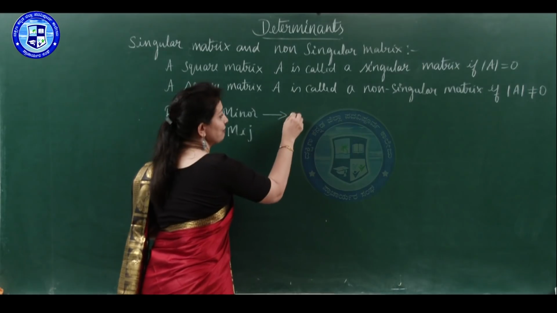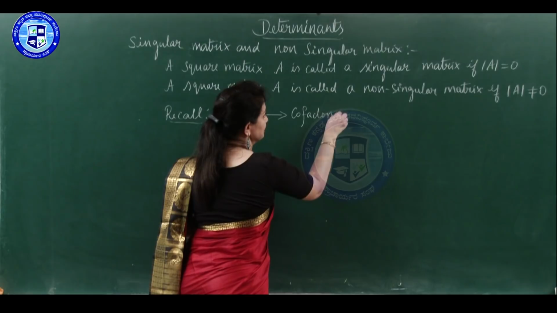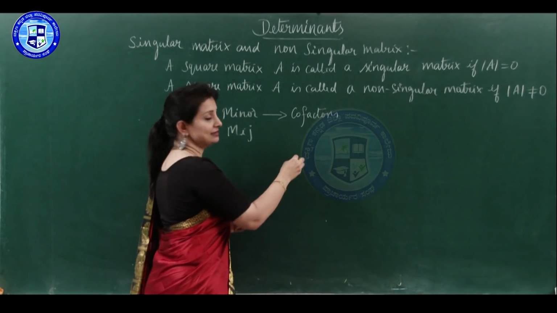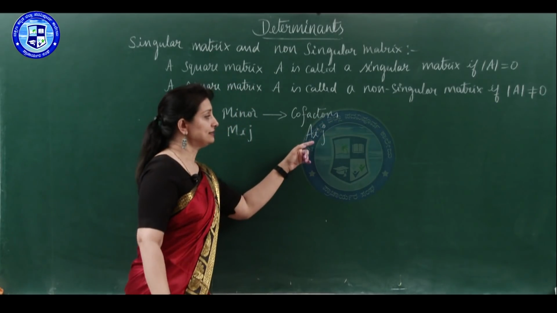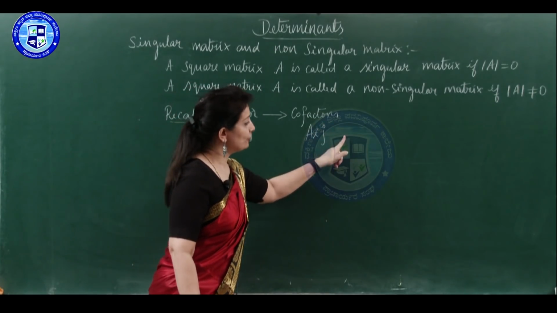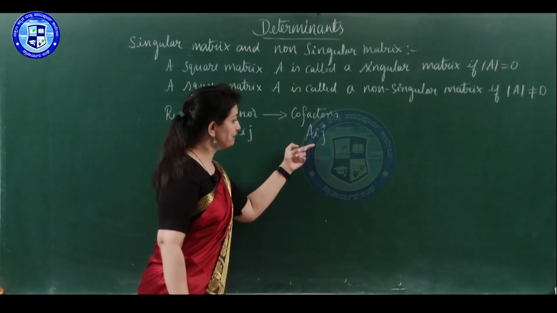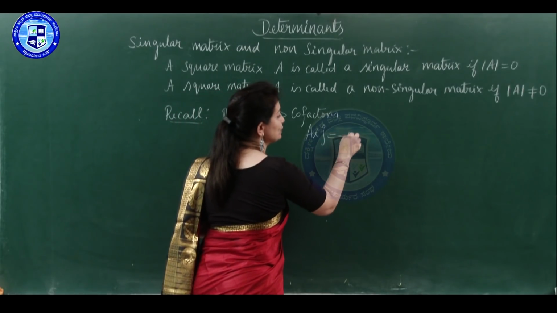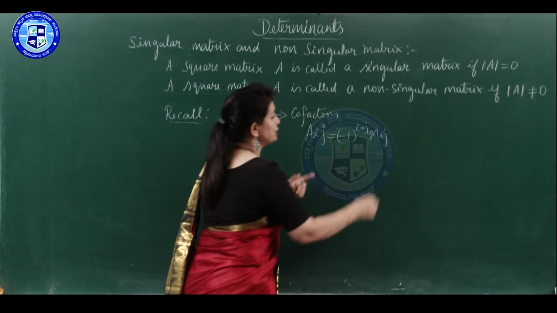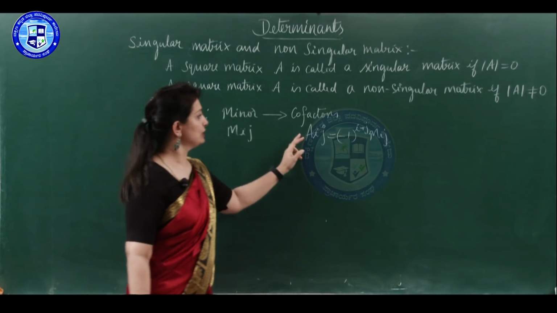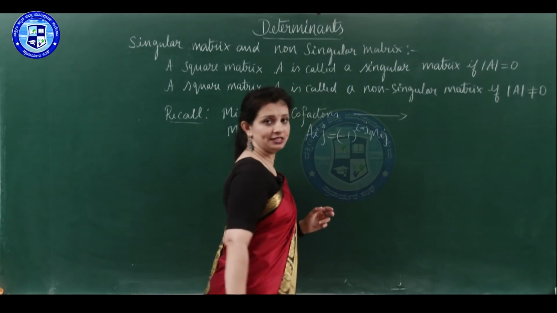And you have learned the cofactors. What are cofactors? These are denoted by block letter Aij. This Aij is the cofactor of small letter aij, which is obtained by writing it as (-1) to the power i plus j into Mij, where Mij is the minor of aij. So, you have learned how to get the cofactors of each element of a determinant.